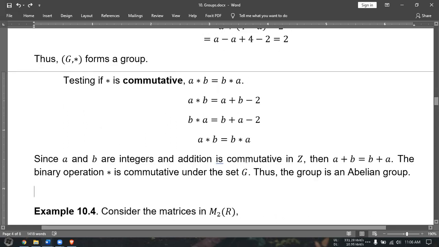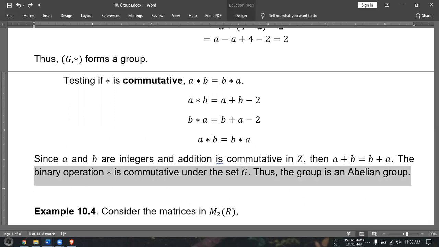Any questions so far, guys? Baka mabilis yung discussion ko. Or okay lang? Nakakasunod naman. Hello? Medyo ayos naman, sir. Ayos naman po. Okay naman. Sige. Thank you.